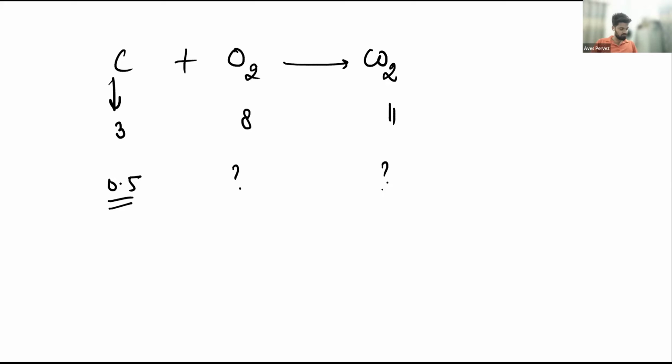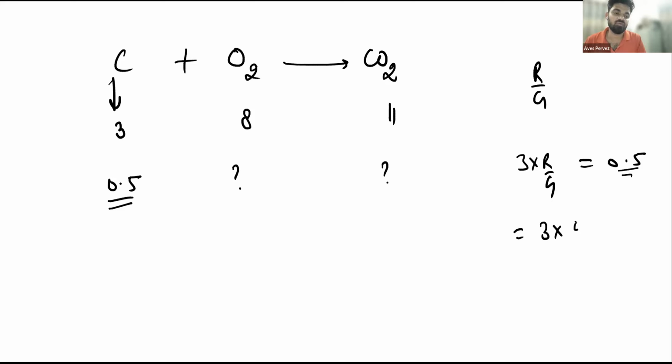So, can you help us in solving this? Yes, why not. By what number should you multiply 3 in order to get 0.5? So you have to write x multiplied by required upon given. You multiply 0.5, and the denominator should be 3. If you multiply 3 by 0.5 over 3, you will get 0.5.